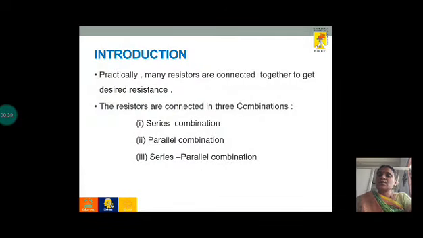Practically, we have to connect many resistors in order to get a desired resistance value for the desired applications. The resistance can be connected in three combinations. The first one is series combination, then parallel combination, or series parallel combination.